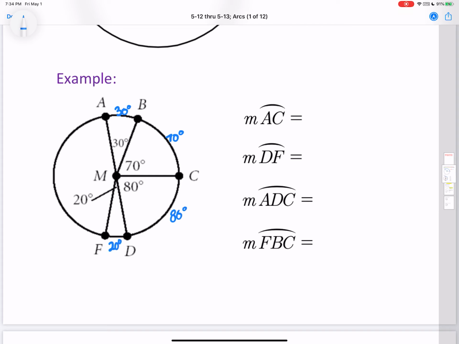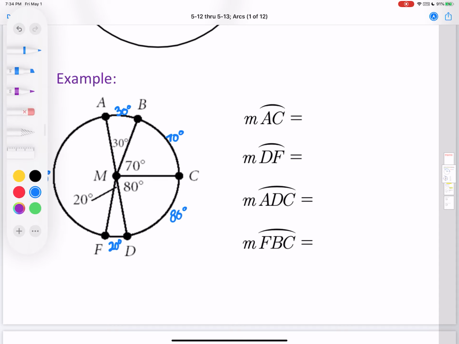Now the one that's missing is angle AMF. We know that a full circle is 360 degrees, so you could do the math: 360 minus the rest of these angle measurements turns out to be 160 degrees. Now with all of this in mind, I should be able to find the measurements for each of these arcs.